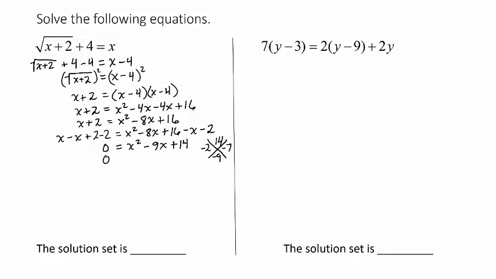Okay, so when I factor this, I'll have x minus 2, right, times the quantity x minus 7. All right, now I have to use the zero product principle. So I'm going to have x minus 2 equal to 0, or x minus 7 equal to 0. So in the first one, I'm going to add 2 to both sides.